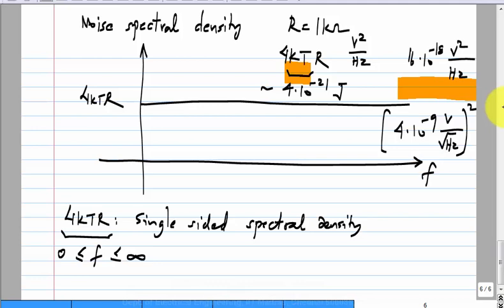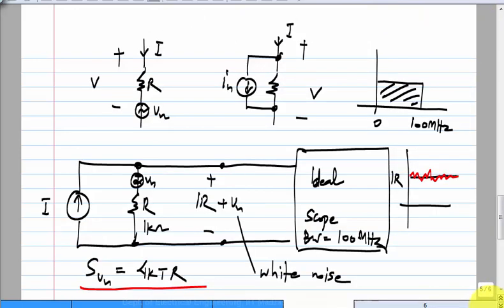So, anyway, this is the spectral density. Okay. So, now I do the same experiment. This is a 1 kilo ohm resistor. It goes through an ideal scope of 100 megahertz bandwidth. So, what is the variance I see?